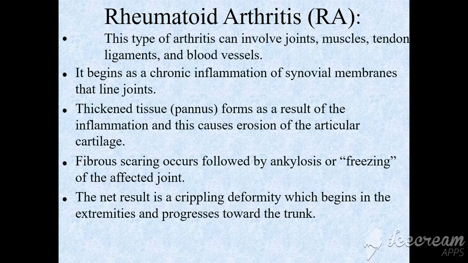Ankylosing means fusion of the joints or loss of the normal range of movement of the small joints. It is called ankylosis. The net result is crippling deformity, which begins in the extremities and progresses toward the trunk. It usually affects the small joints first, then the large joints.